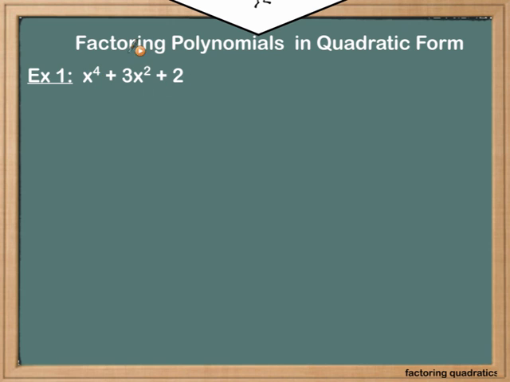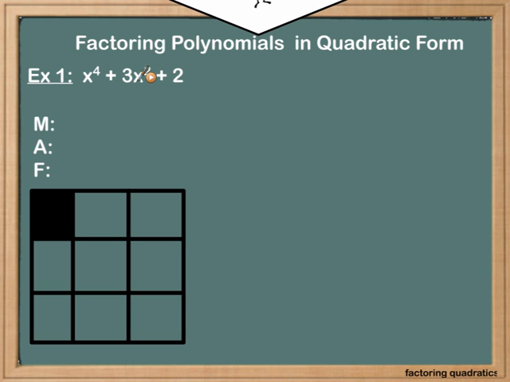I look at my x to the 4th plus 3x squared plus 2, and the first thing I check for is a GCF, but there's not one. So we go ahead and we see that I have a trinomial. So I'm going to MAF. I'm going to multiply my first term times my last term, x to the 4th times 2, to get 2x to the 4th. My addend is the middle term, 3x squared. So now I need to think of my two numbers that multiply to 2 and add to 3, which are 2 and 1.